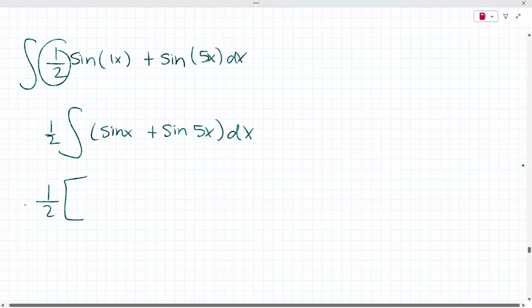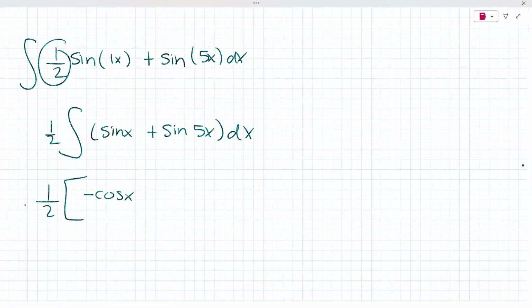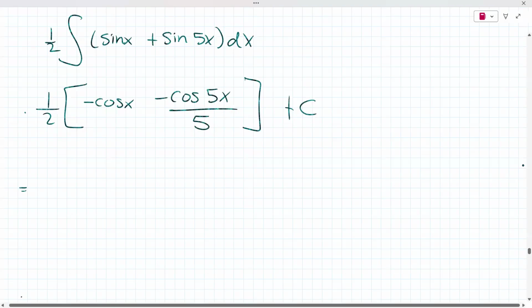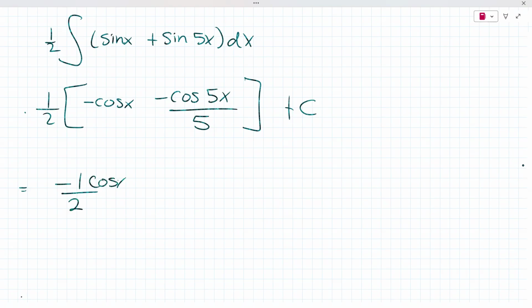So what's the integral of sine of x? It's negative cosine of x. What's the integral of sine of 5x? It's negative cosine of 5x divided by the derivative of 5x, which is 5. And then don't forget the plus c. Your final answer is going to be negative 1/2 cosine of x minus 1/10 cosine 5x.